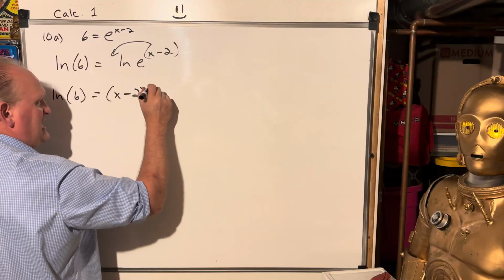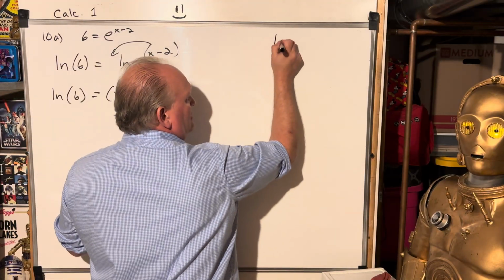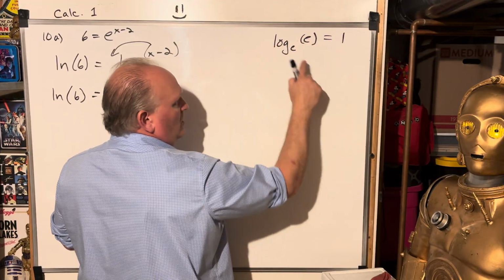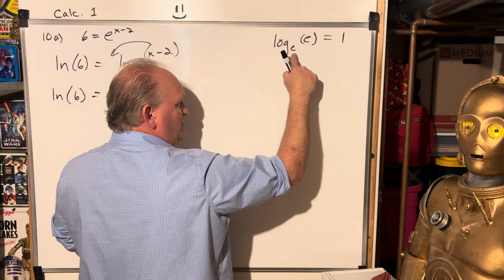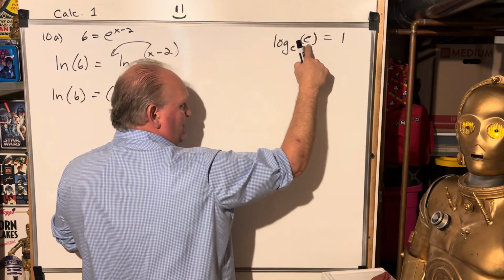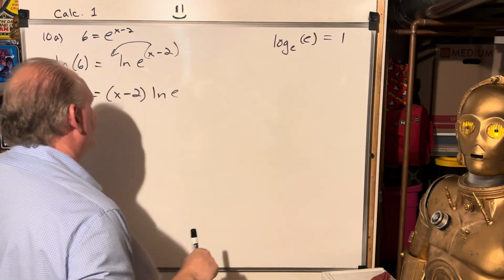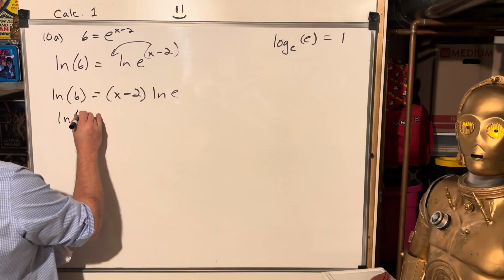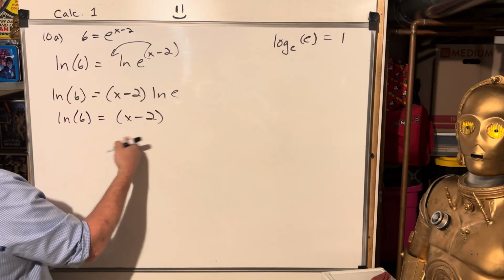Well, ln e is 1, because remember what that's shorthand for. This is log base e of e. That's always going to be 1, because they're asking what power do I take this base to in order to get that? Since they're the same, it's 1. So that's just a 1. And then we just add the 2.